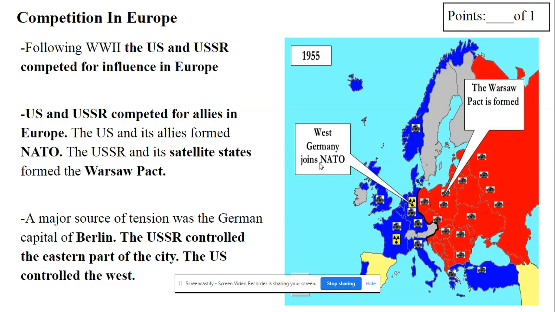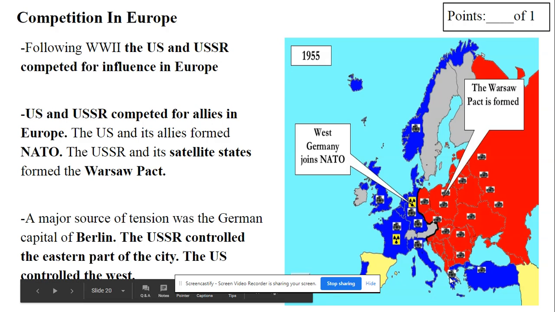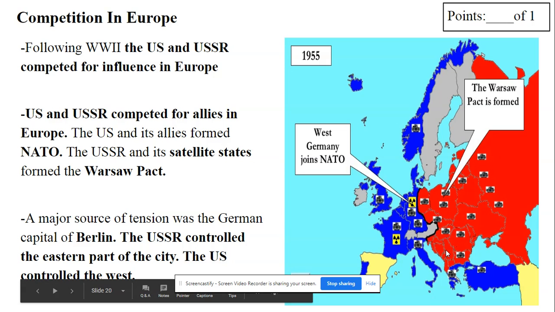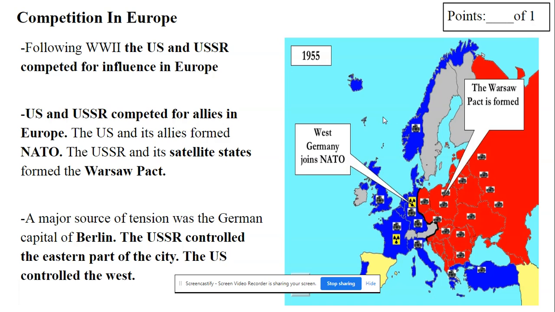The US started what it called NATO, the North Atlantic Treaty Organization. So the US and all of its allies are shown here in blue as part of NATO. In response, the Soviet Union started the Warsaw Pact. So the Soviets and all of their allies are included in red as part of the Warsaw Pact. Why do you think the Soviets and the United States competed to get as many allies as they could?